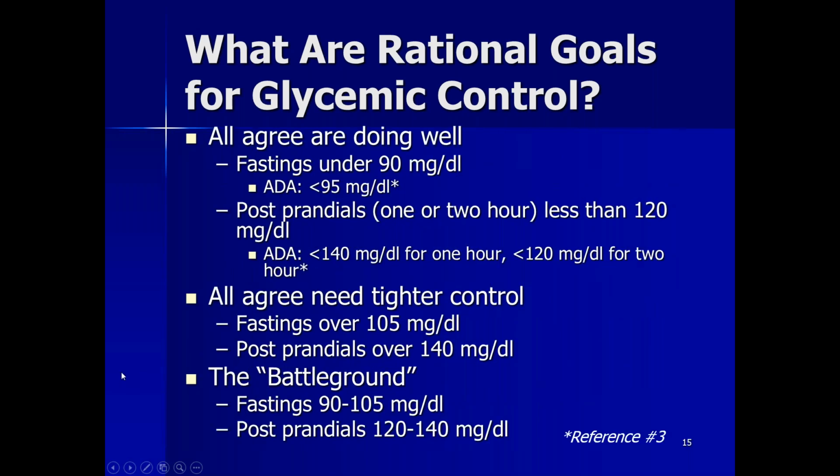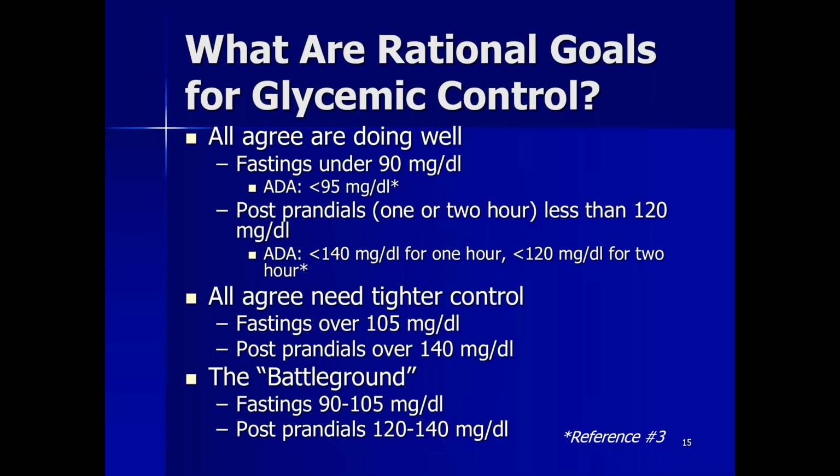Most people will agree if your fastings are under 90 and your after-meal sugars are less than 120, you're doing fine. American Diabetes Association goals are less than 95 milligrams per deciliter on the fastings, and for ADA, they're using 140 for 1 hour and 120 milligrams per deciliter for 2-hour values. I will tell you that there are clinicians who do want to run it tighter, and I will show you that from the HAPO study in just a second.